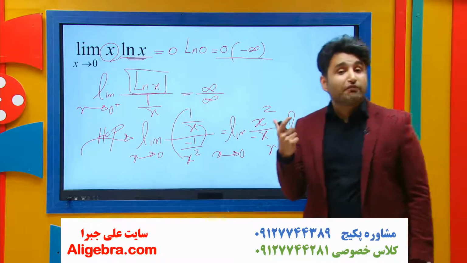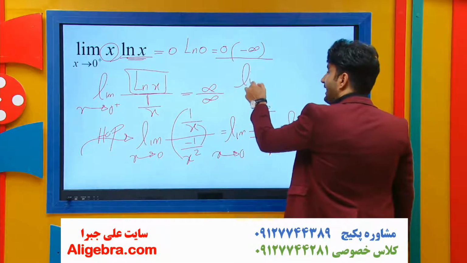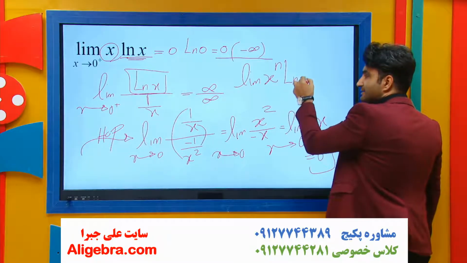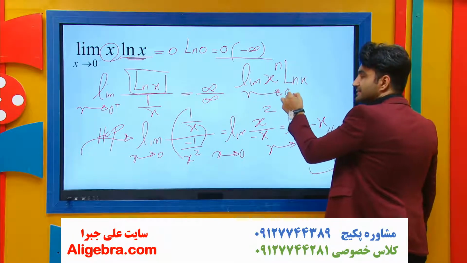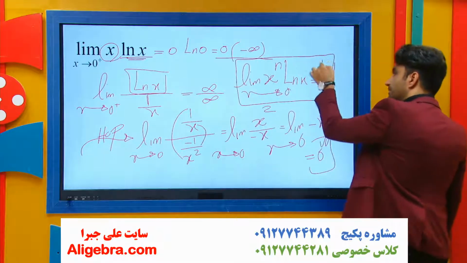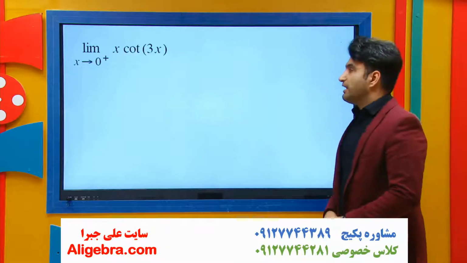But I have a lovely trick to solve this kind of problems. The limit of x to any power times ln x as x approaches 0 is always equal to 0. You can keep this in mind to solve this kind of problems. Now tell me about this one.